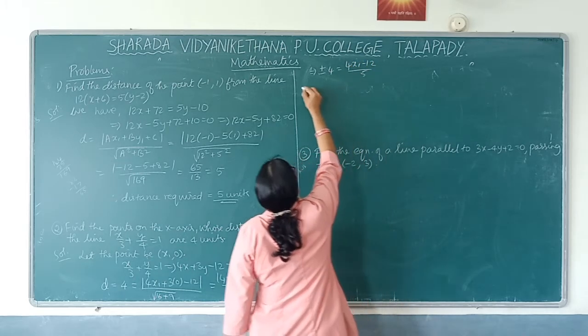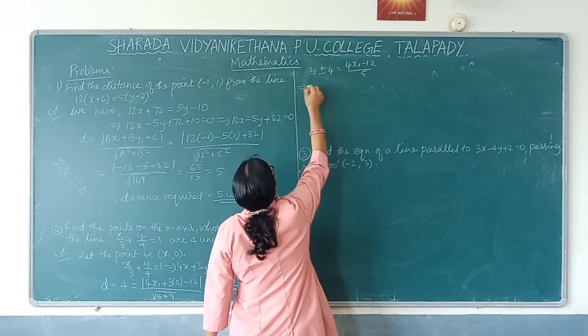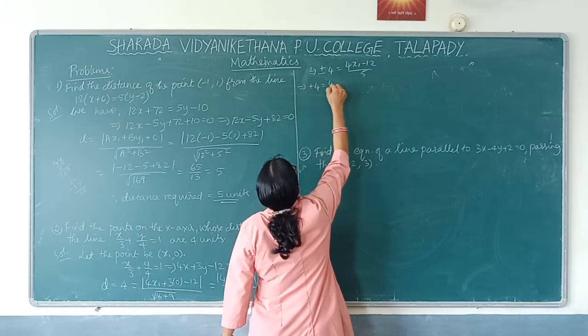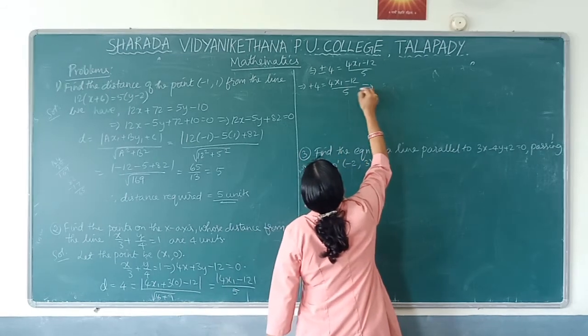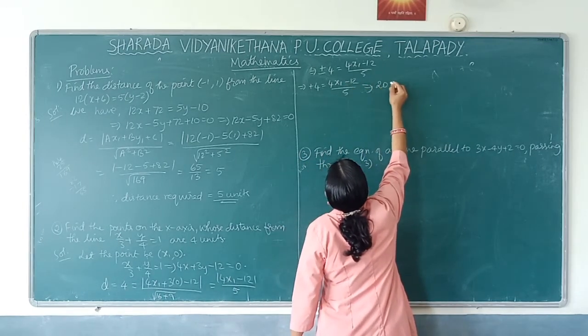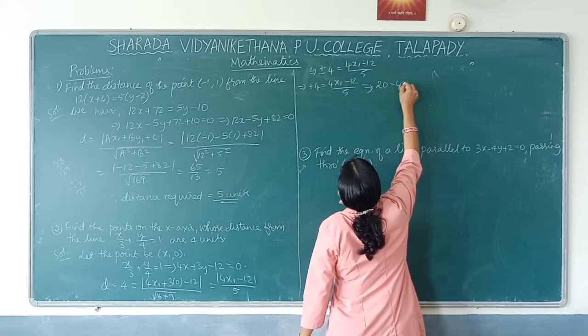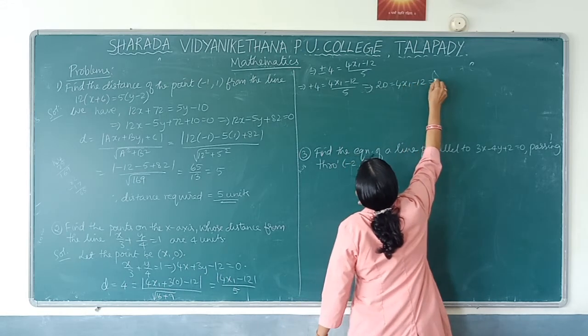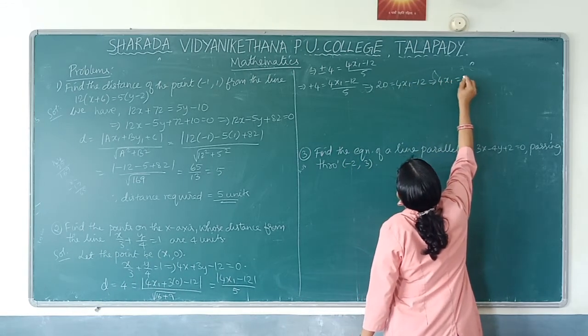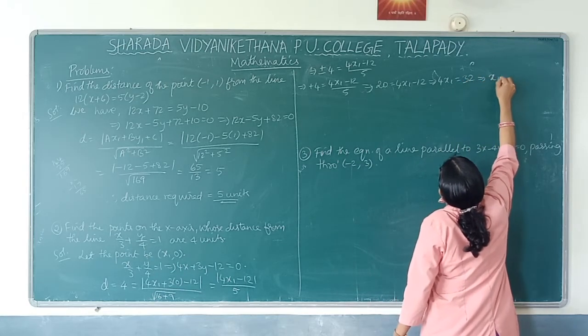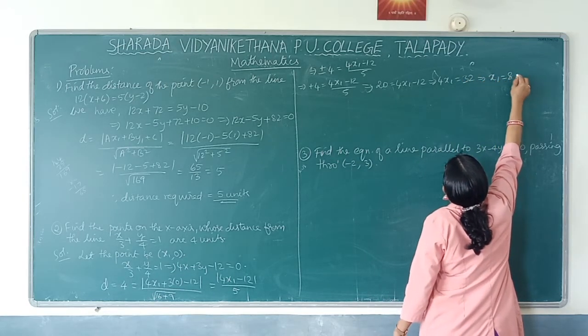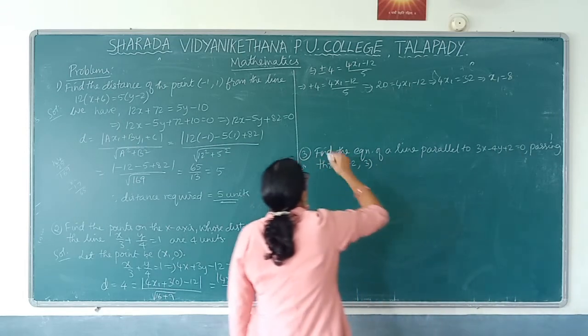So first we will take the positive value, plus 4 is equal to 4x1 minus 12 by 5. So cross multiply, 5 4s are 20 is equal to 4x1 minus 12. So what is x1? 4x1 is equal to 20 plus 12, 32. So x1 is equal to 32 by 4, that is 8. So one value is 8.